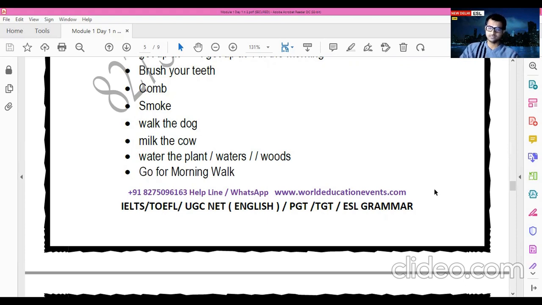Okay, now, do you water the plant? Plant is the American accent, plant is the British accent, remember. Water is the British accent, and water is the American accent. Remember, waters means ocean.